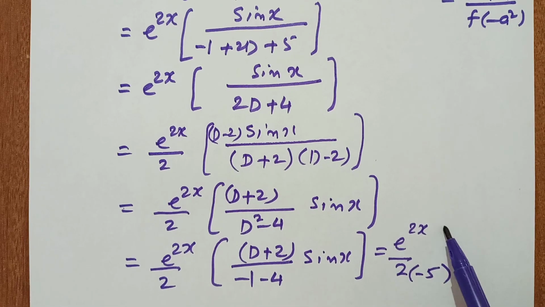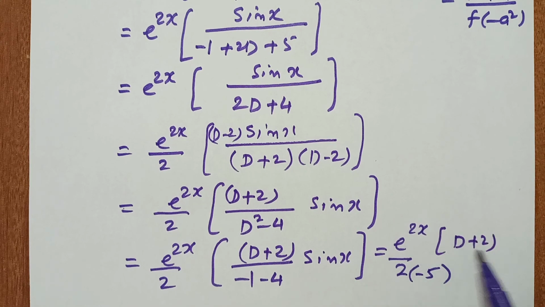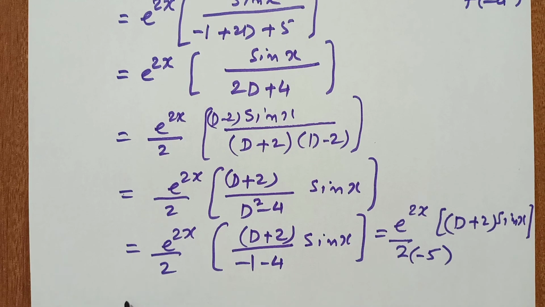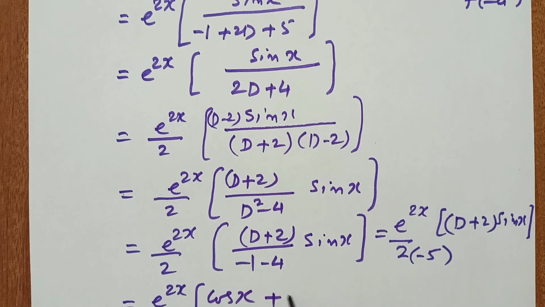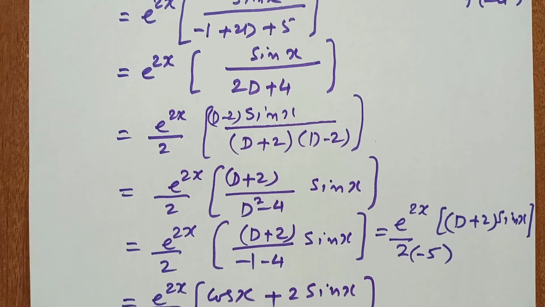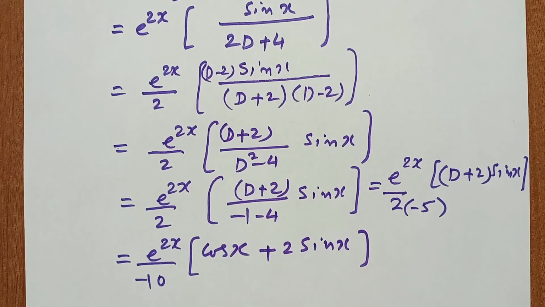Now here (D + 2) sin x, e^(2x)/10. D means differentiation. So if we operate D on sin x, it means differentiation of sin x, so cos x + 2 sin x. Okay, so this is the particular integral.